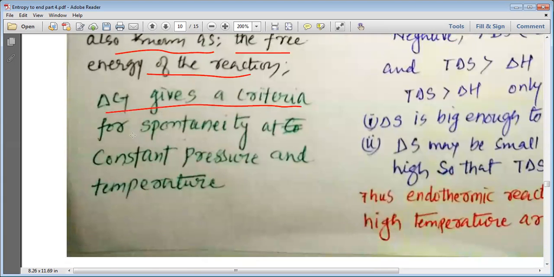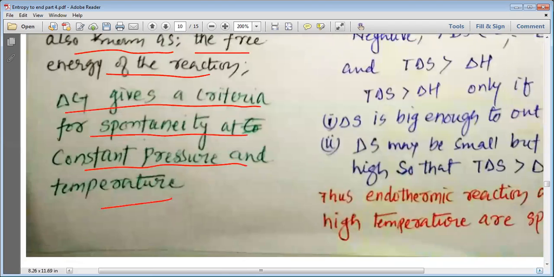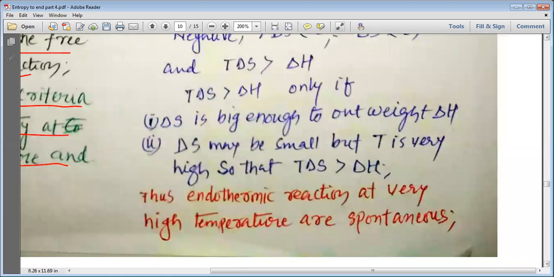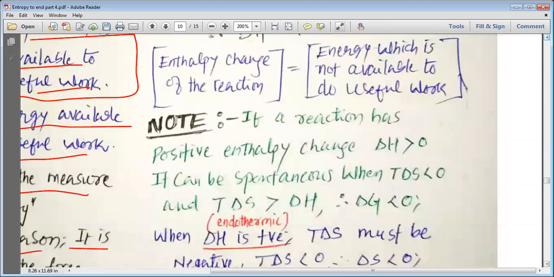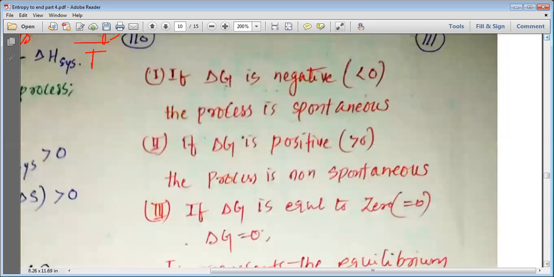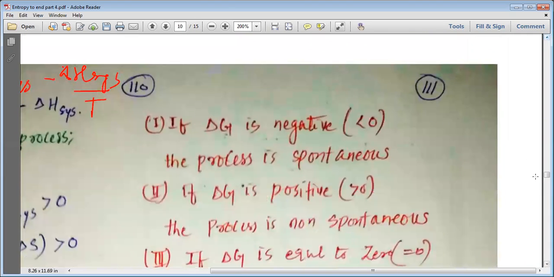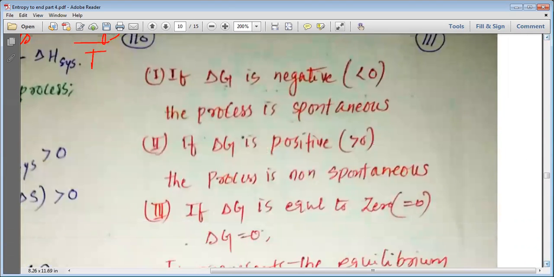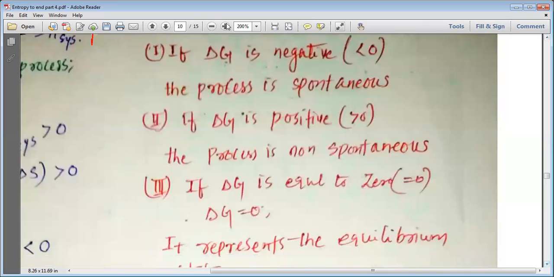Delta G gives a criterion for spontaneity at constant pressure and temperature. So now using this delta G, we can come to a particular conclusion, or we can finally decide whether the given chemical reaction is going to be spontaneous or not going to be spontaneous.